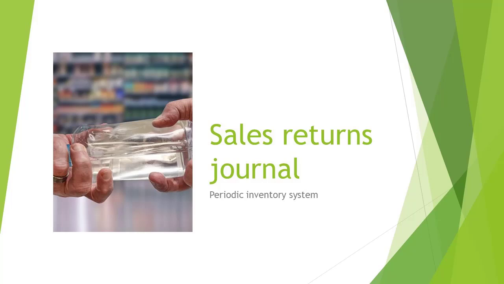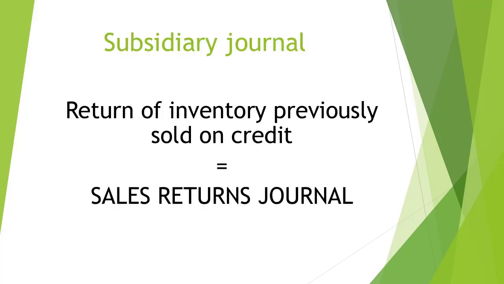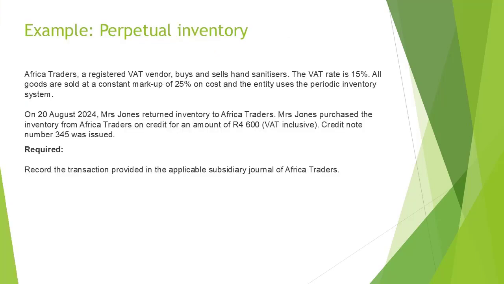Good day. In this short video, we will discuss the recording of a transaction where a debtor returns inventory previously sold on credit when a business makes use of the periodic inventory system. The subsidiary journal where the return of all inventory previously sold on credit is recorded is the sales returns journal. Let's have a look at an example.